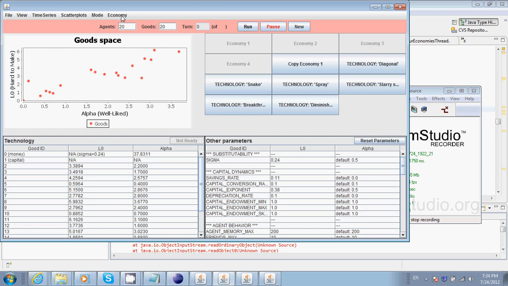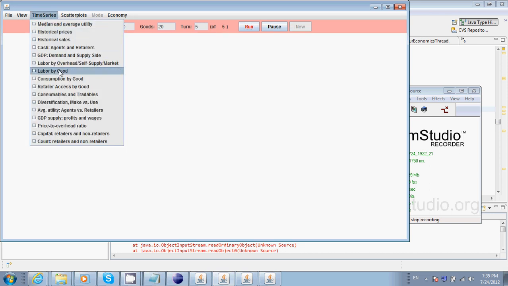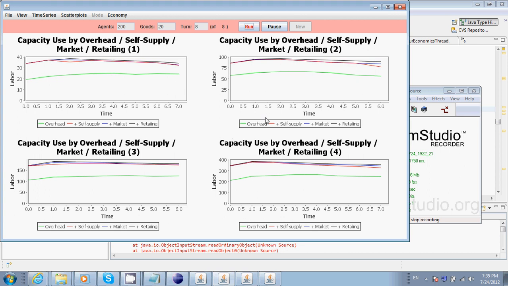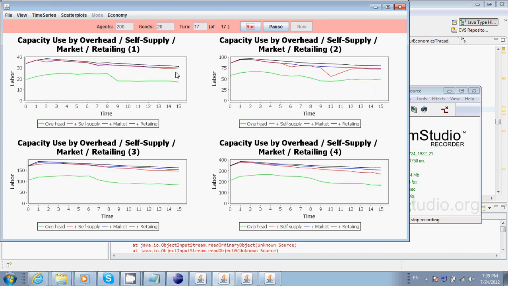Well, in this one, a little different. The economies differ by the population. Notice this number of agents. 20, 50, 100, 200. That's the only thing that's different about these 4 economies. Okay, so I'm going to run this, we can bring up this capacity measure again, and now we'll see how this one plays out.